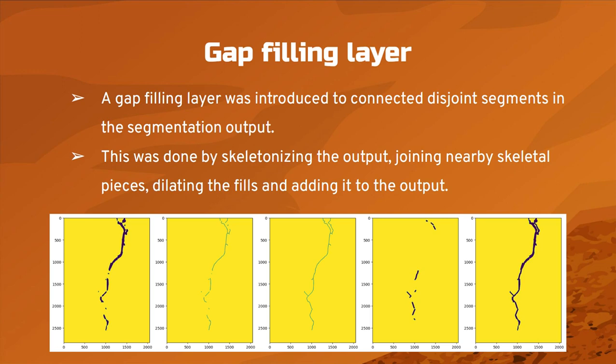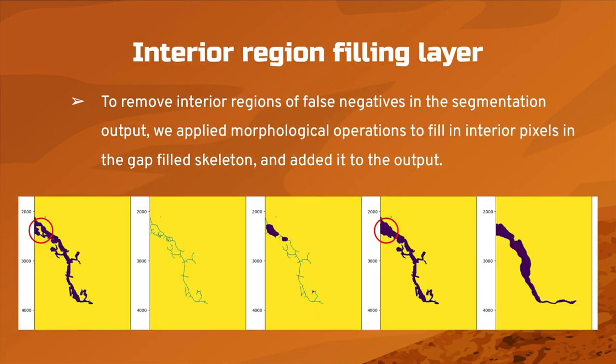These newly introduced gap fills were then dilated to create a segmentation output that only consisted of the gaps to be filled. Finally, the union of the earlier segmentation output and the gap fills was taken to produce an output with fewer discontinuities. The final interior region filling layer was implemented to remove interior regions of false negatives in the segmentation output. Here, we applied morphological operations to fill in interior pixels of connected components in the gap-filled skeleton. The final output was taken as the union of the earlier created gap-filled segmentation output and the interior region-filled skeleton.